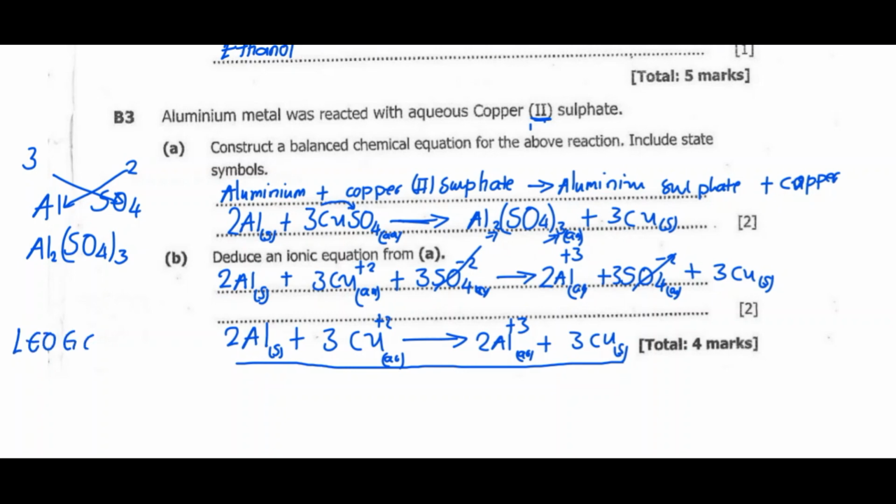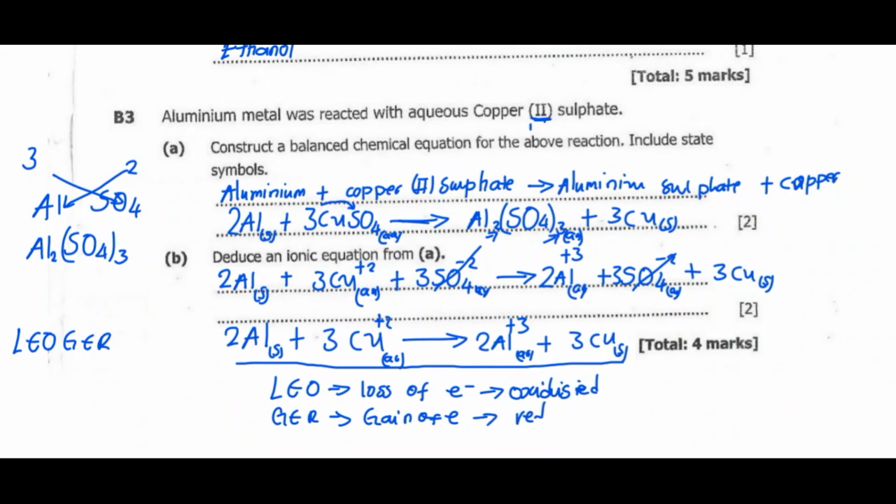So we have what we call LEO GERR. The first, LEO, L is for loss of electrons, which means oxidation. So the substance that has lost electron or electrons is said to be oxidized. Then GER, this will be gain of electron or electrons. So this is the reduction, or reduced. So from this, let's look at copper and aluminium.